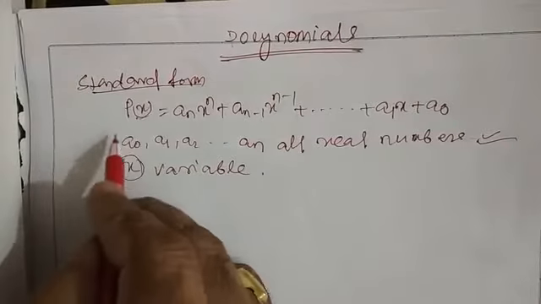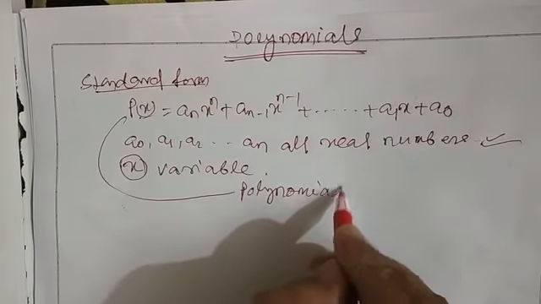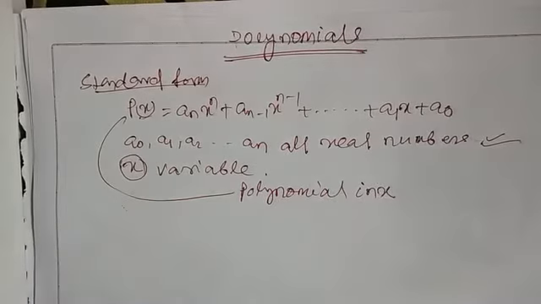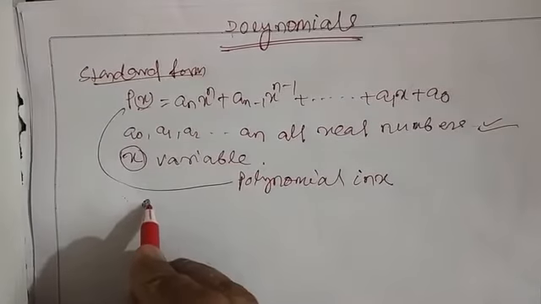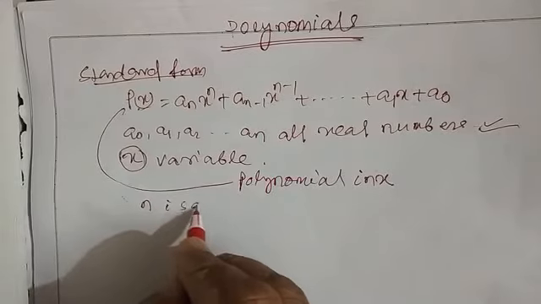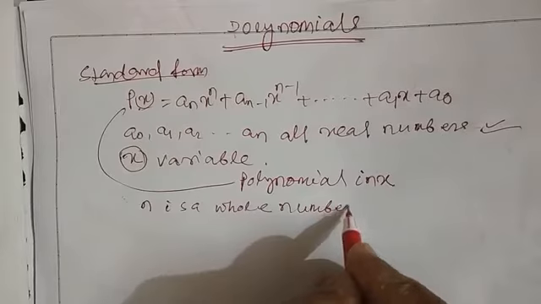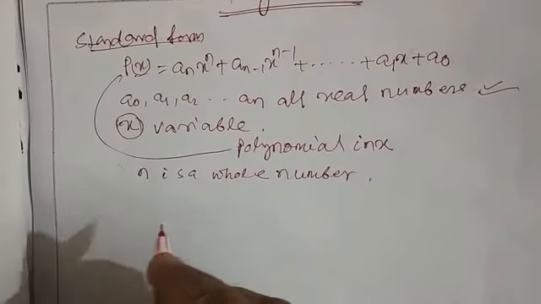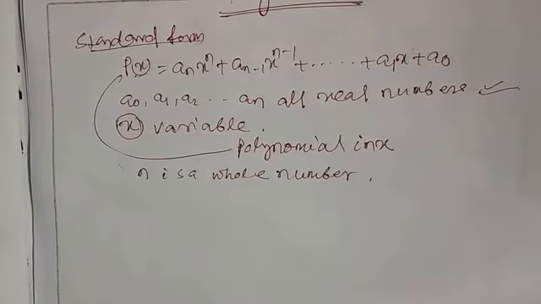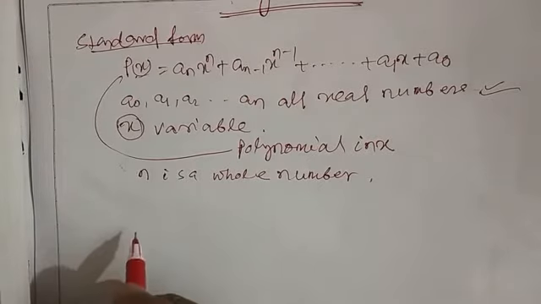p(x) is a polynomial in x. And what about this n, the power? n is a whole number. That means it is neither negative nor a fraction. It is a positive integer and it may be 0. You have read this in your class 9.